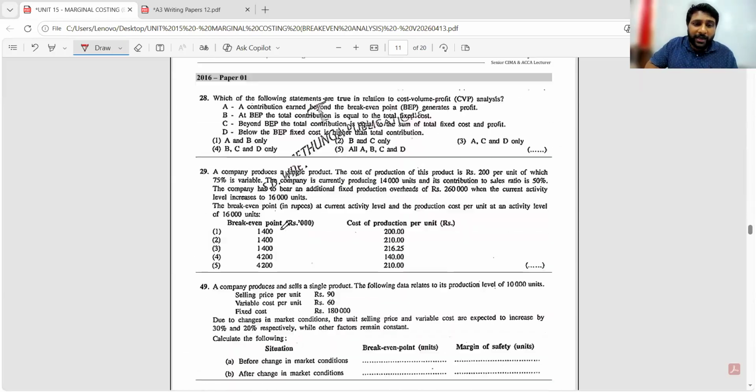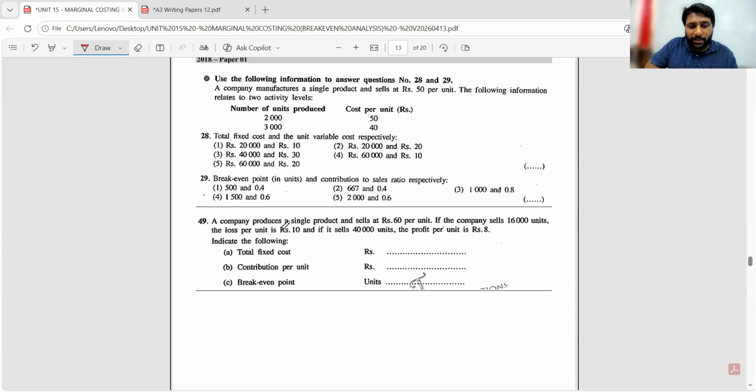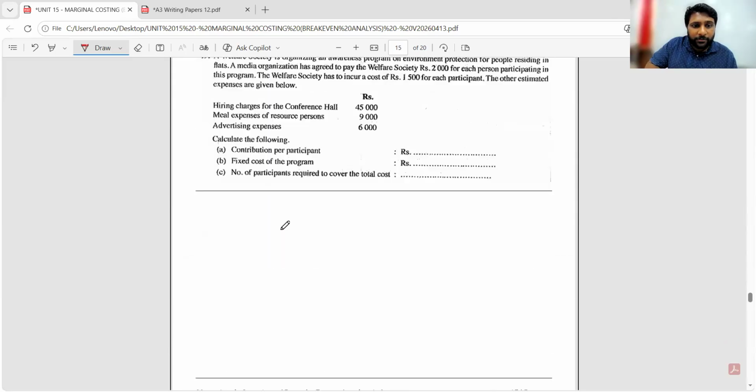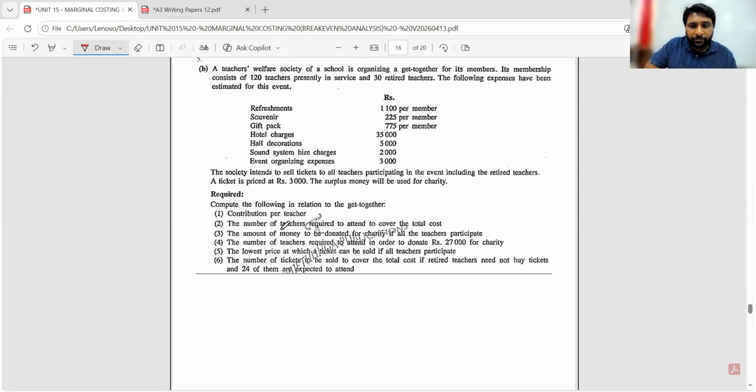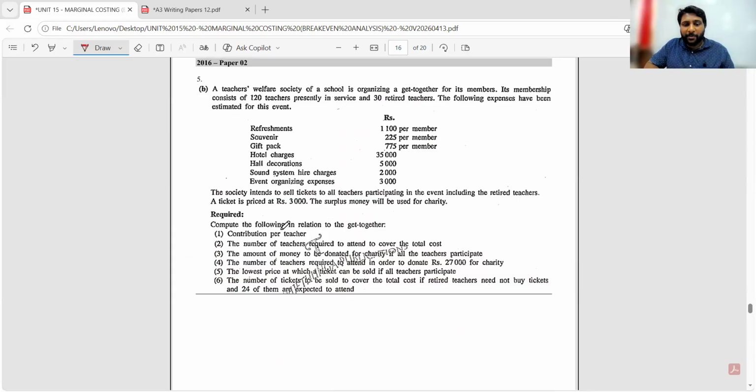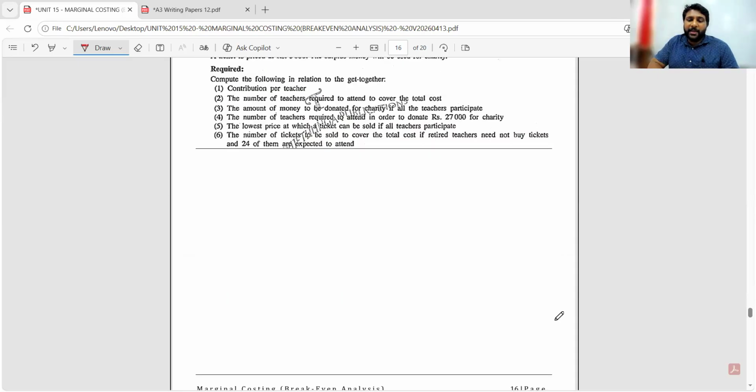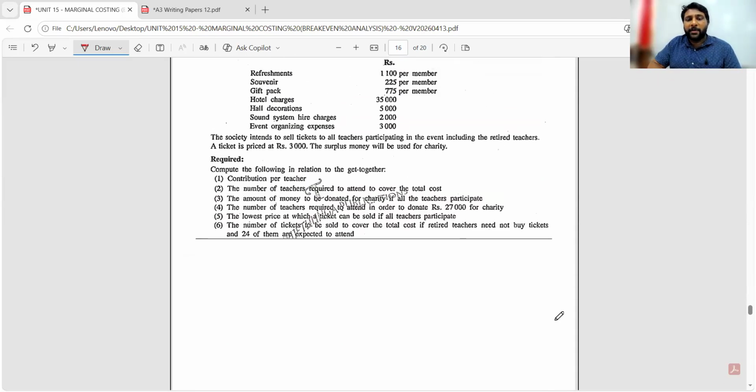Fine. So we'll get into the past papers. Jump to the 2016's paper. It's there in the page number 16.